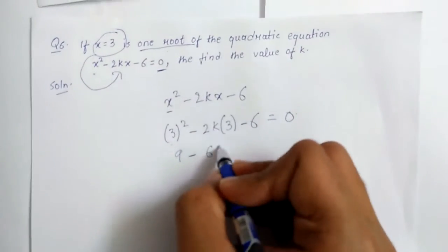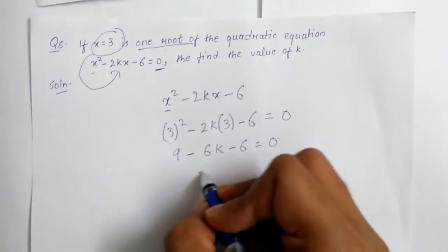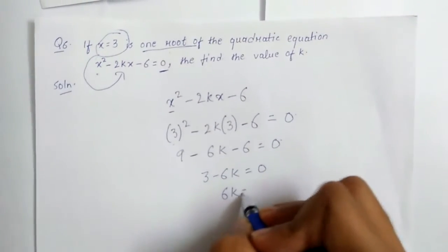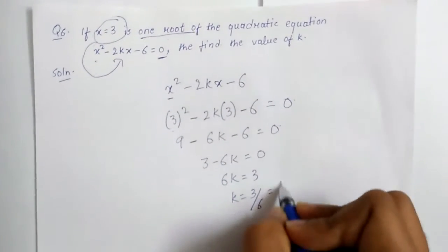9 minus 6k minus 6. With a bit of simplification, 3 minus 6k is equal to 0. So 6k is equal to 3, and k will be equal to 3 by 6, that is 1 by 2.